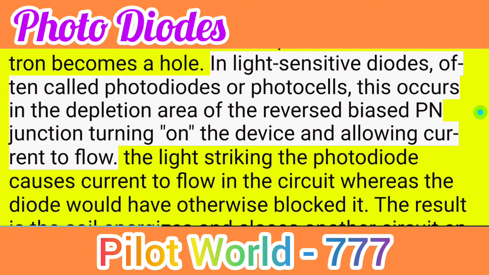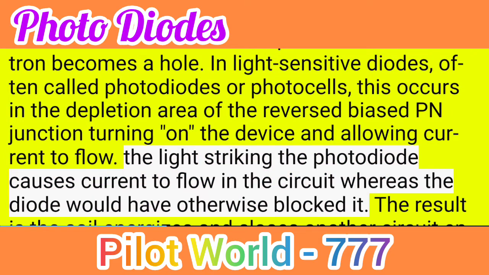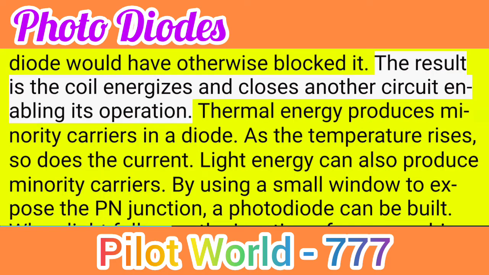In light-sensitive diodes, often called photodiodes or photocells, this occurs in the depletion area of the reverse biased PN junction, turning on the device and allowing current to flow. The light striking the photodiode causes current to flow in the circuit, whereas the diode would have otherwise blocked it. The result is the coil energizes and closes another circuit, enabling its operation.